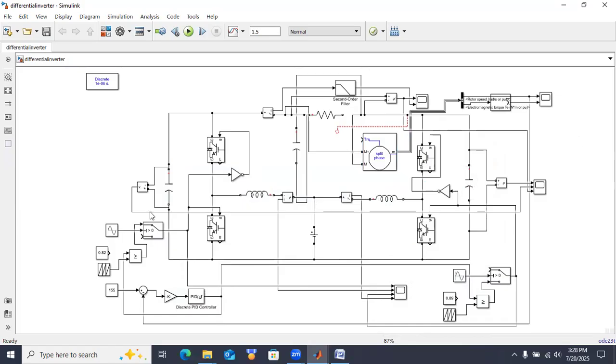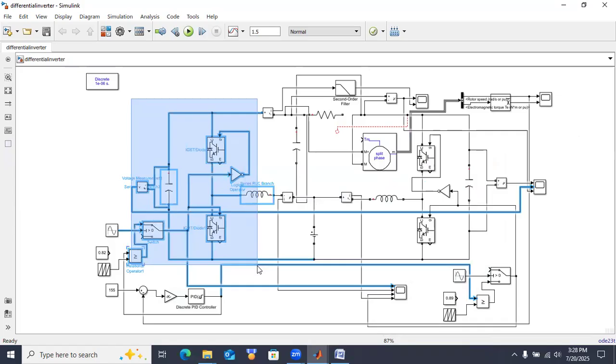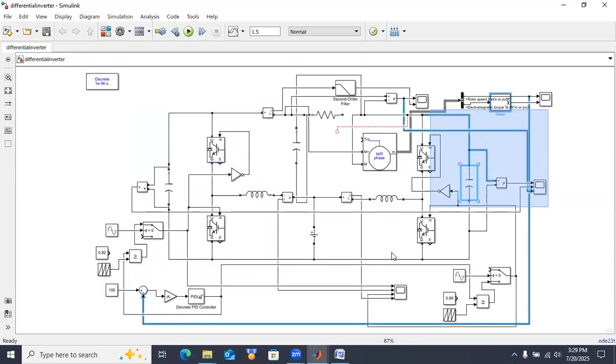So if we make it, this side will act on the positive cycle and this side will act on the negative cycle. We will get an inverter output voltage across the load. That is, the differential voltage will be AC voltage.